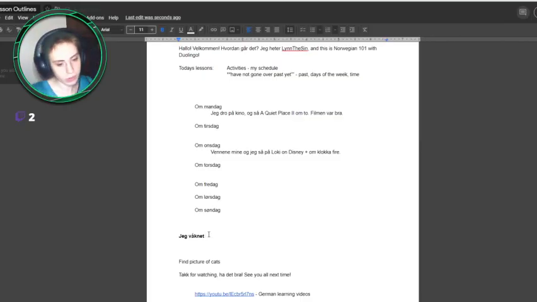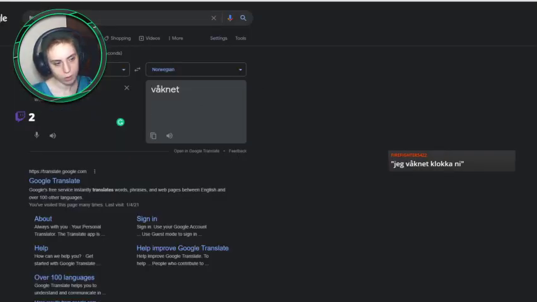Jeg våknet om 9. Jeg våkna om 9, og oops. So I wake up at 9, but I don't actually get out of bed until like 10. Something om 10. I know bed is sengen. Just put the sentence together word by word. No necessary order.